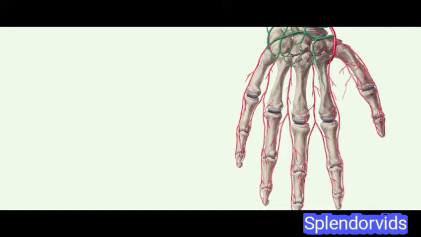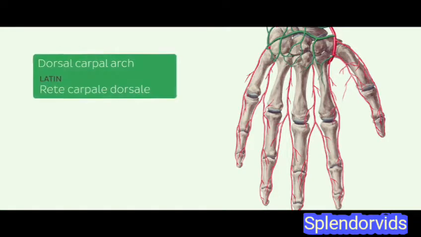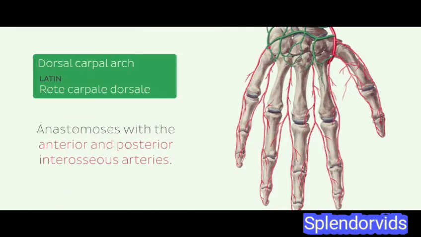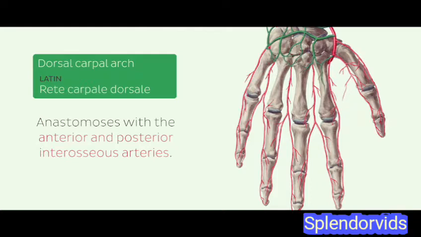And this one that we're highlighting right now is known as the dorsal carpal arch. Like the palmar arches, there is one dorsal carpal arch at the back of your hand. It is made up by the dorsal carpal branch of the radial artery and the dorsal carpal branch of the ulnar artery, just at the back of the wrist. Now, this arch will then anastomose with the anterior and posterior interosseous arteries.